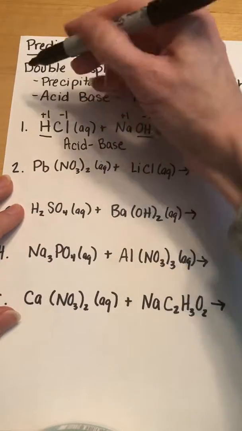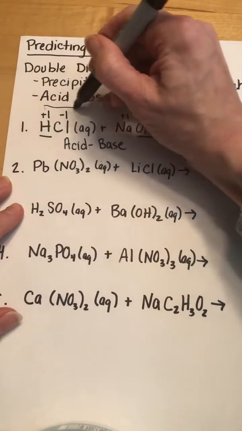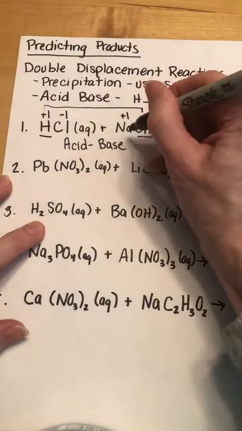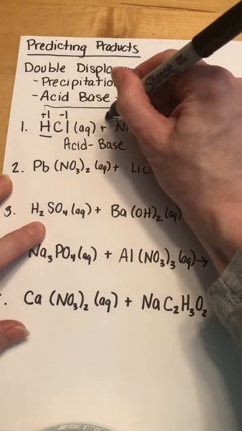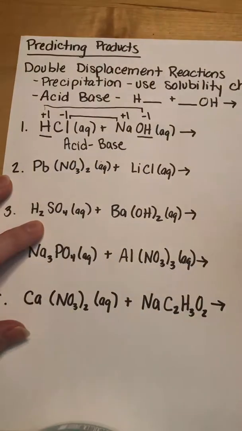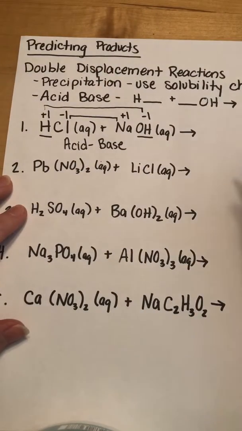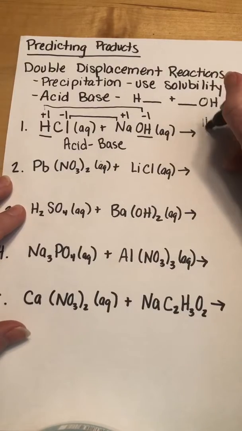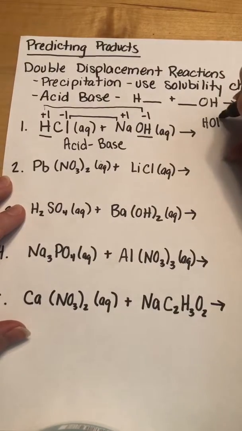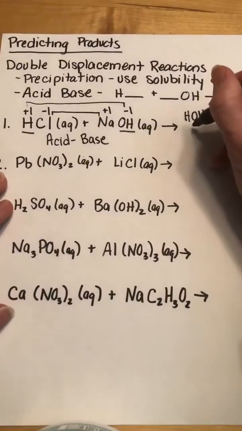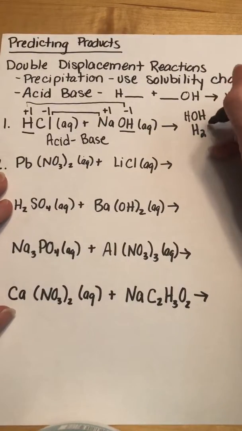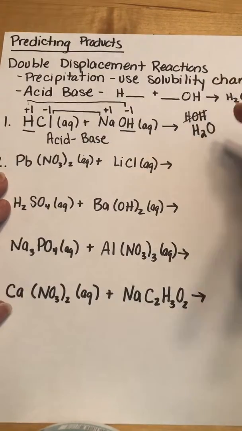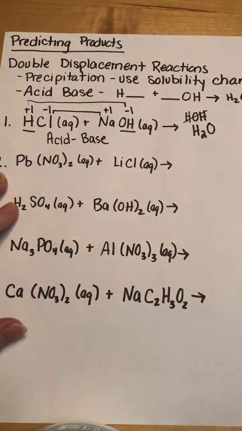So this positive charge is going to now swap partners and steal that negative charge. This positive is going to steal that negative. So what that looks like, H is going to come together with OH. If you rewrite that though, that is just water. HOH is the same thing as H2O. So it's a lot more common just to see this.